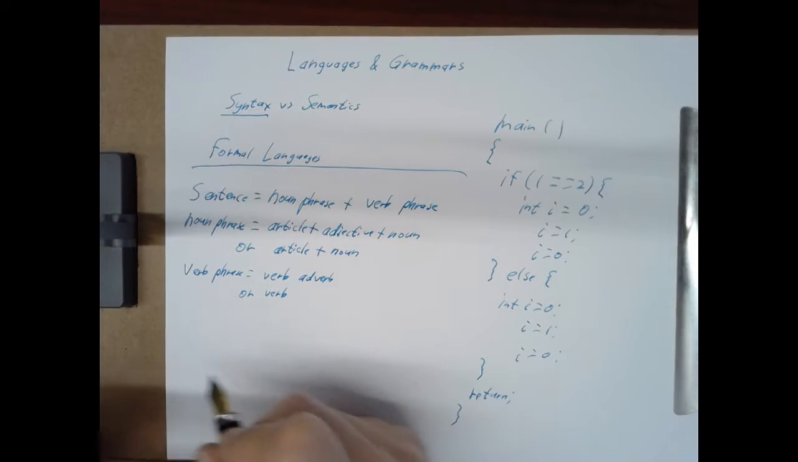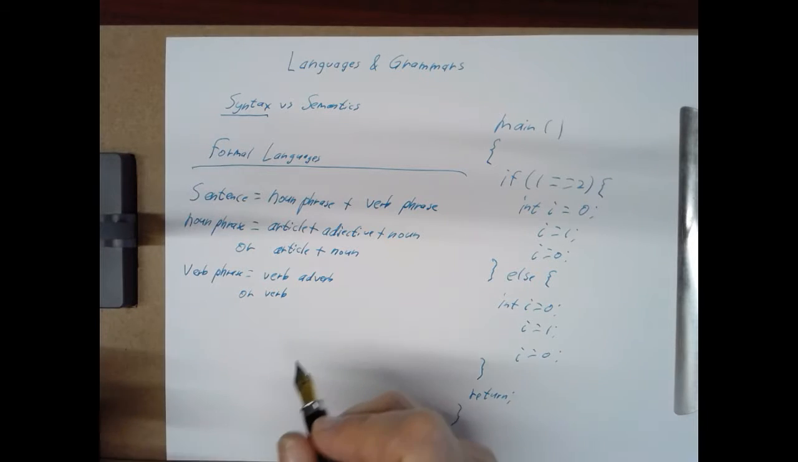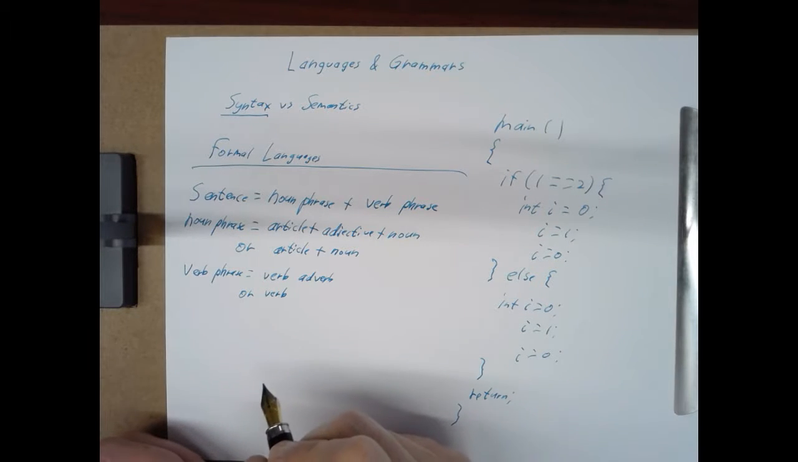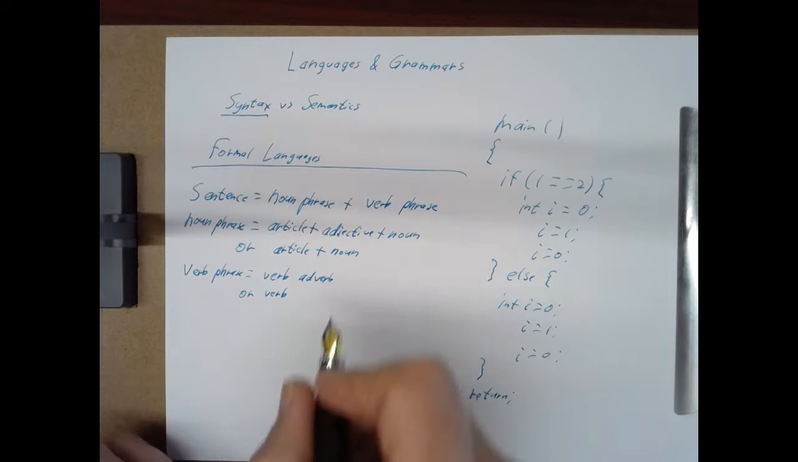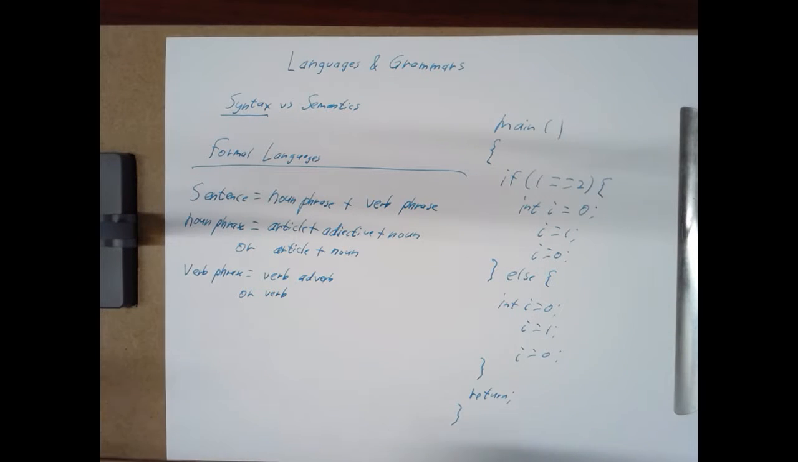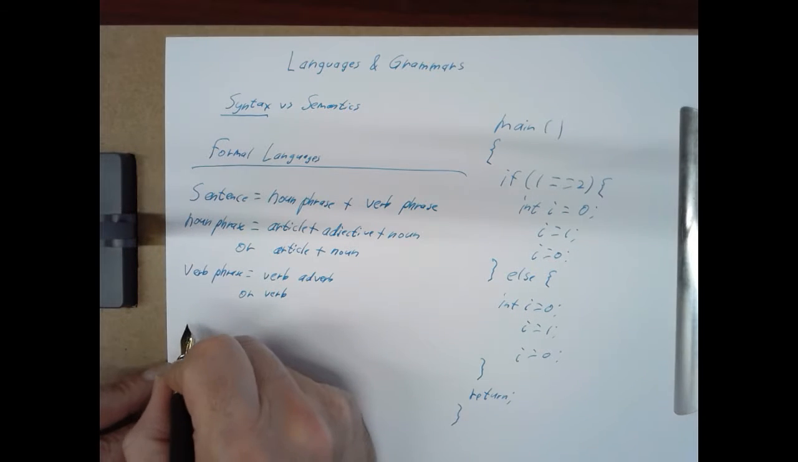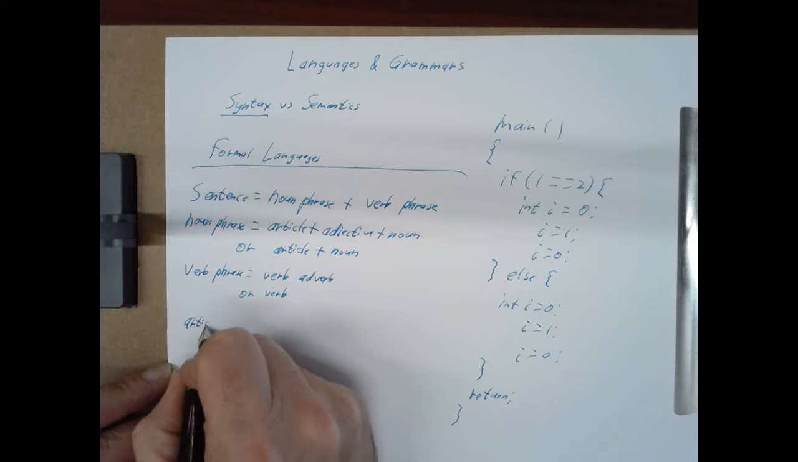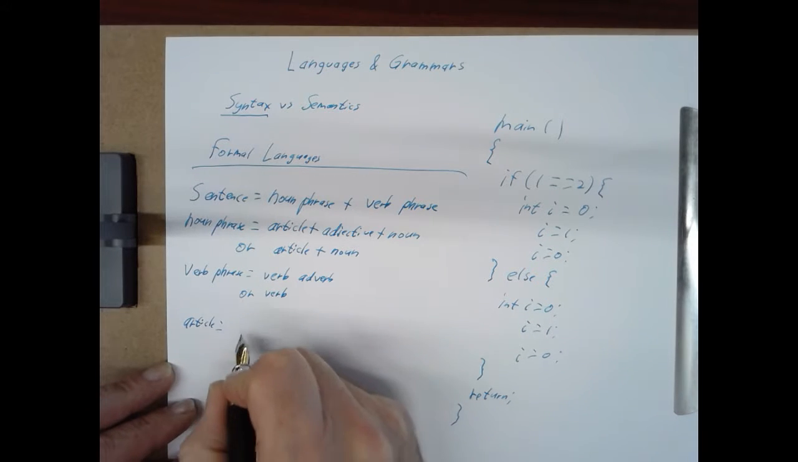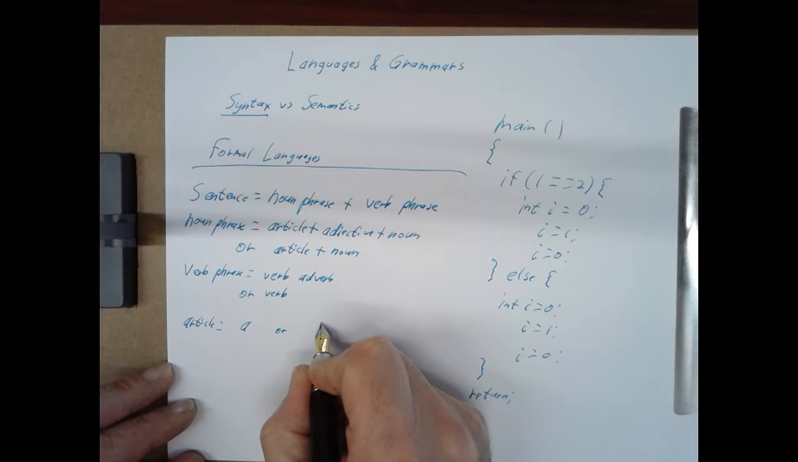This is recursive, right? I haven't told you anything usable yet, unless I tell you what an article is and an adjective and a noun and so on, base cases. So our base cases are the following. An article is either a or the.